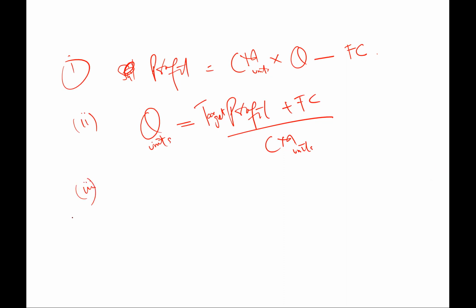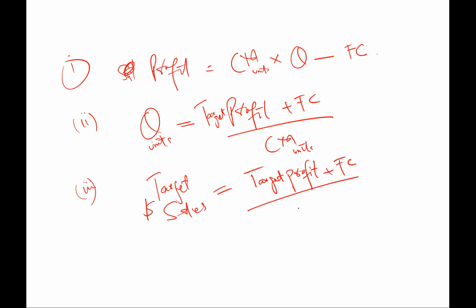And the third variation is if we want to find out sales, right, target dollar sales. That's the formula. The numerator is the same, target profit plus fixed cost, divided by CM in units. Sorry, not in units, CM ratio. So using these two formulas can give you all the variations.